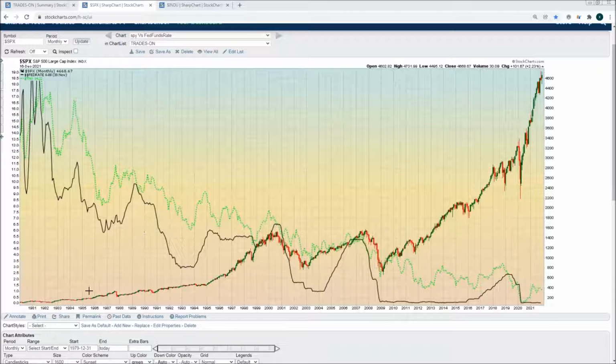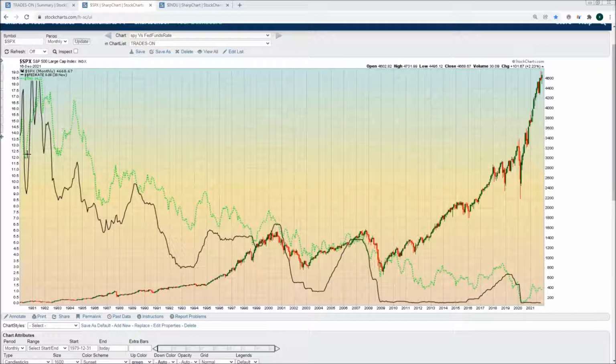Now, what I have here is the S&P 500 as the candlesticks. This should look familiar to anyone familiar with the market. It goes all the way back to 1980. You see we had a high here, low, high, low, and we are off to the moon right now, currently. Note also that I'm doing it on a monthly basis. I'm just smoothing this out a little bit.